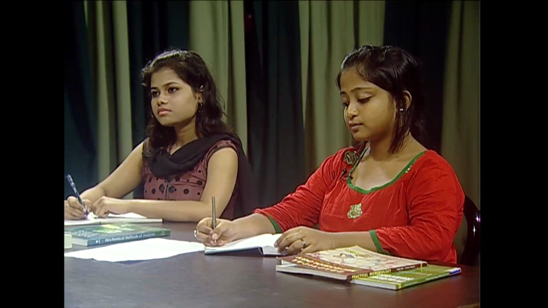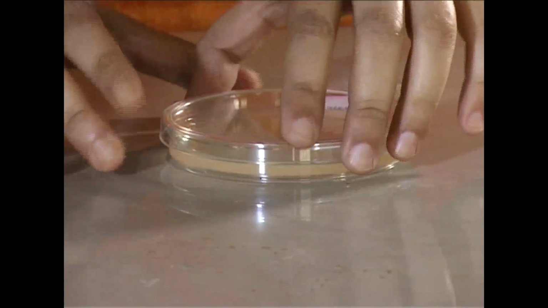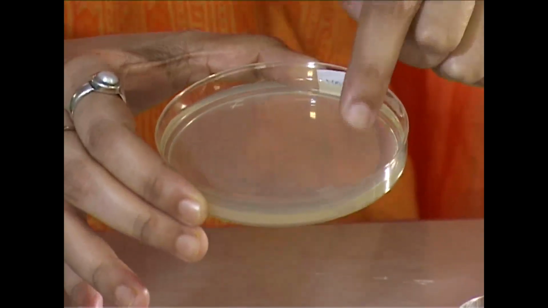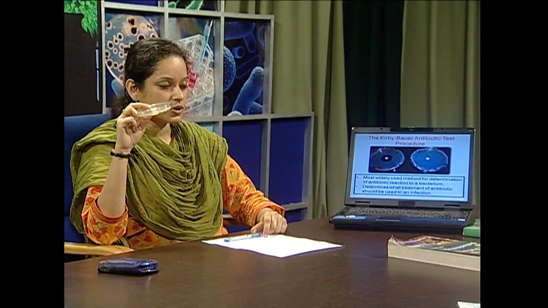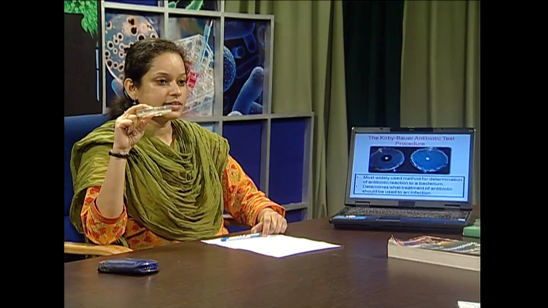The first among them is the Kirby-Bauer test procedure. In this procedure, we take a Petri plate like we have it here, which is filled with media to a depth of 5 millimeter. Now the media which is used in the Kirby-Bauer test procedure is Mueller-Hinton agar. Mueller-Hinton agar produces satisfactory growth of all pathogens which we use for studying antimicrobial resistance. Then it is very low in sulfonamide, trimethoprim, tetracycline inhibitors, and it produces reproducible results.